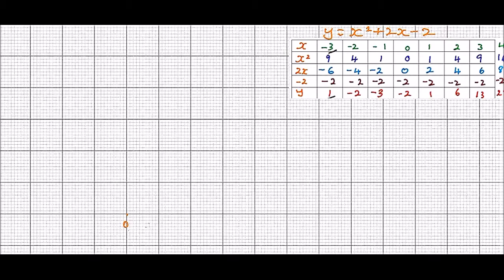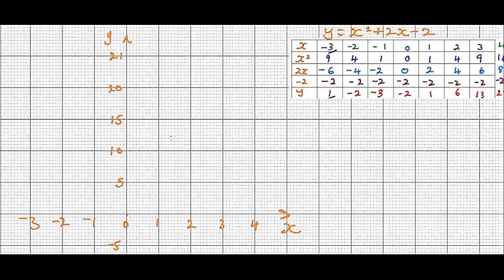So we have 0, 1, 2, 3, 4. So that is our x-axis. On the negative side we have -1, -2, -3. Then we have our y-axis. We use a different scale. So this is 5, this is 10, this is 15, 20, 21. So that is our y-axis. Always remember to label your axis. Then on the negative side we have minus 5.